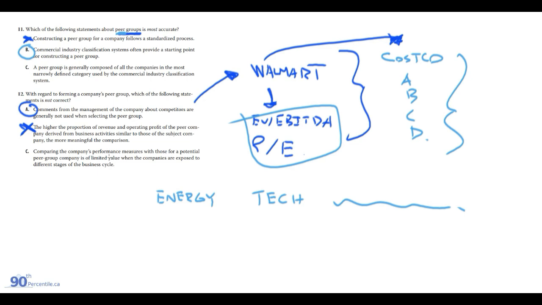And then finally, comparing the company's performance measures with those for a potential peer group company is of limited value when the companies are exposed to different stages of the business cycle. Yeah, that's true as well. So if they're undergoing different stages of the business cycle, maybe there's a company in the US and then there's one in Europe and they both have similar operations.